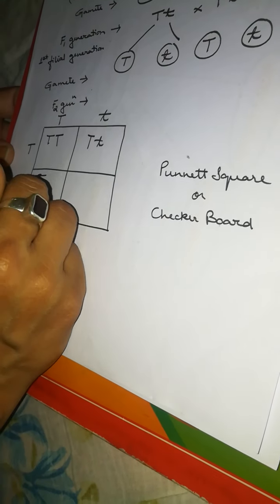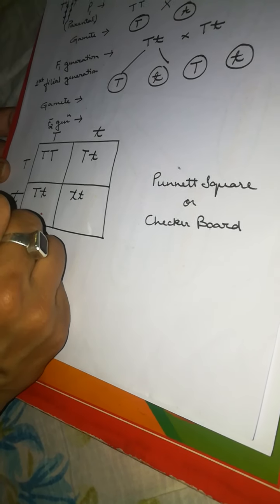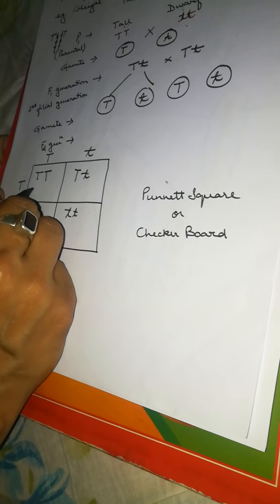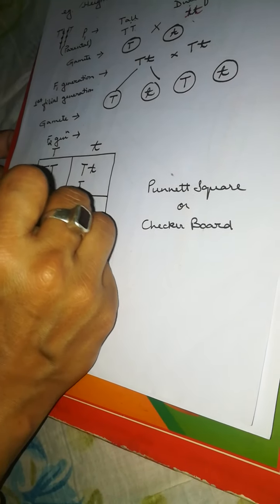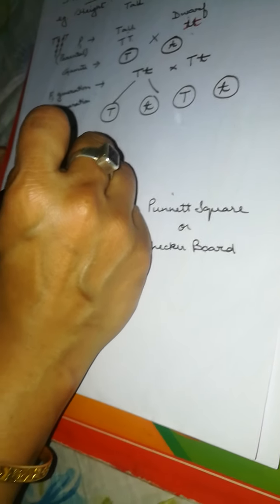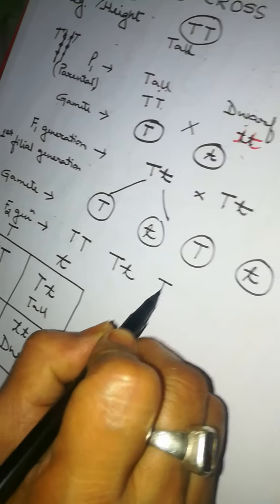We will arrange them in this particular fashion. Okay, now we will combine them. Capital T, capital T, small t, capital T, small t, and small t. Now the checkerboard is complete. Now as we know that capital T is the dominant part, therefore here the phenotype is tall. This is also tall. This is also tall. And here no capital T is there, so this is the dwarf part. So the F2 generation, the offsprings produced are capital T, capital T, small t, capital T, small t, small t.